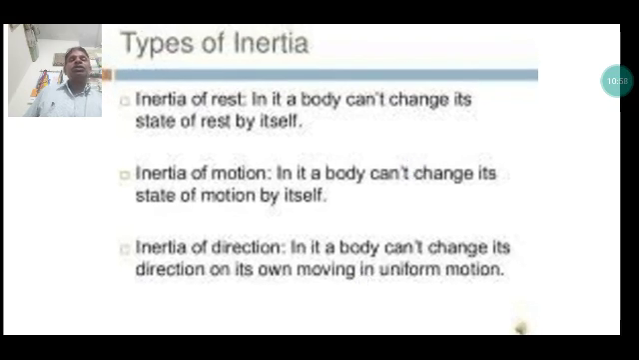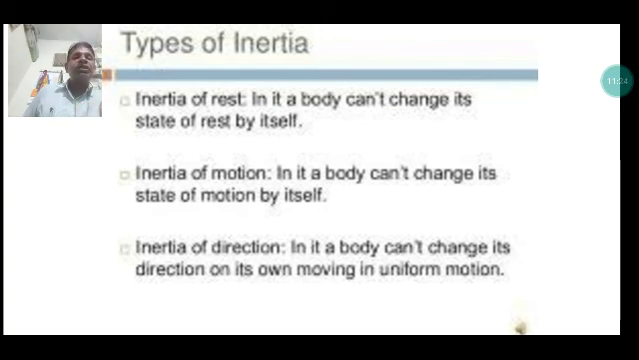Next, we will discuss the types of inertia. How many types of inertia are there? First, inertia of rest. In it, a body cannot change its state of rest by itself. When a body is at rest, it remains at rest unless an unbalanced force acts upon it. That is known as inertia of rest.